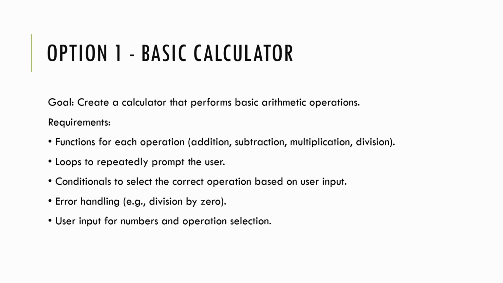You will need to write separate functions for each operation and use loops to allow users to perform multiple calculations. You will also need conditionals to choose the correct operation and handle errors, such as division by 0. Users will input numbers and choose the operation they want to perform.